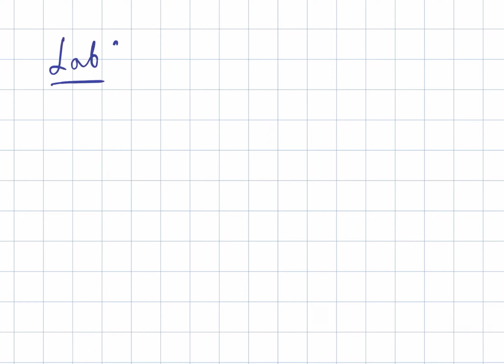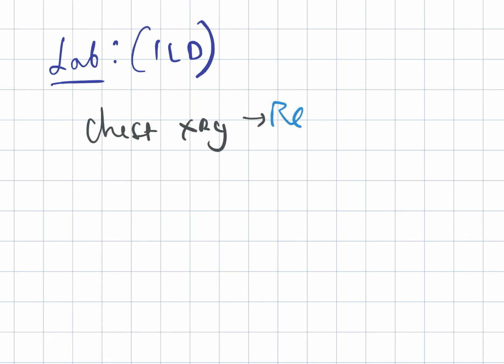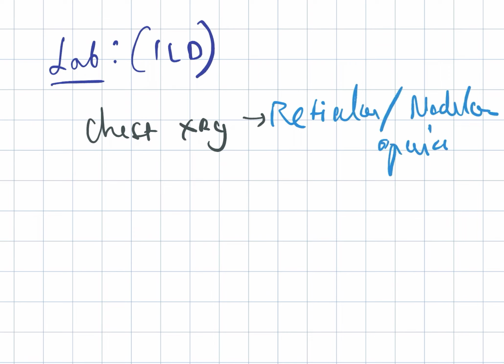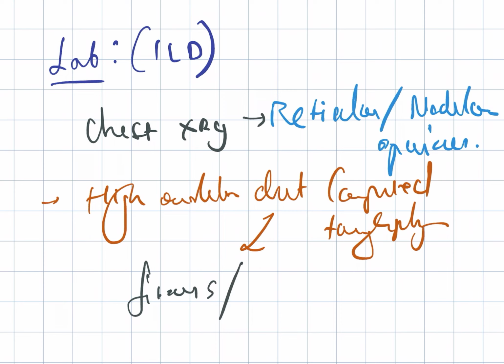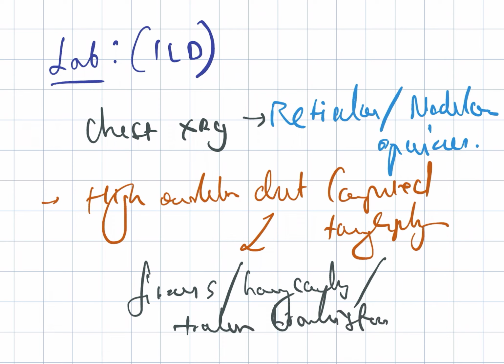Now, looking at the lab findings of the interstitial lung disease, it includes the chest X-ray. It shows the reticular as well as the nodular opacities. Next, looking at the high resolution chest computed tomography, this shows presence of fibrosis, honeycombing, as well as the traction bronchiectasis.